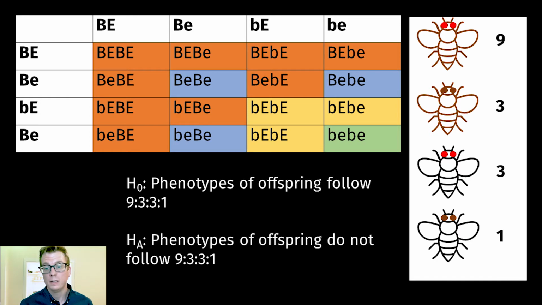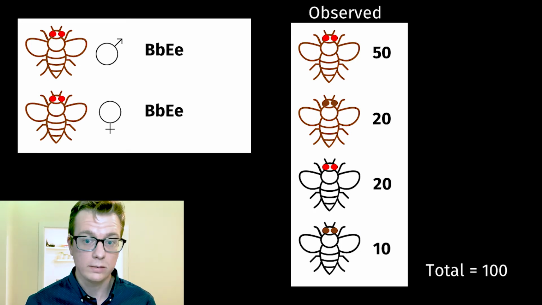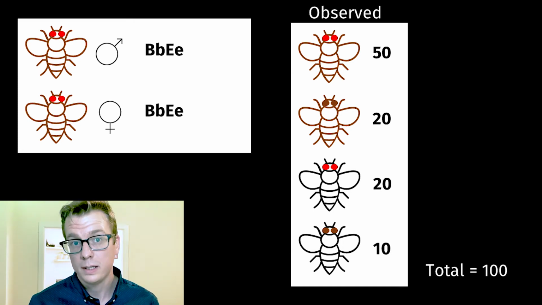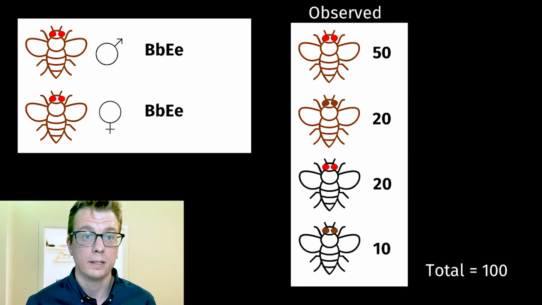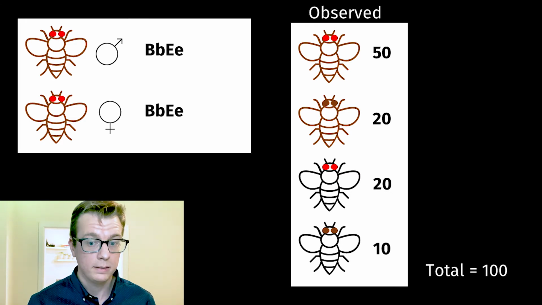However, we now know that sometimes certain alleles are associated with each other, or in other words, are not independent. We can test to see if alleles are linked using the chi-square goodness of fit test. In this example, we take flies that are heterozygous for both the B and E genes. We then perform 100 dihybrid crosses and get the following offspring phenotypes: 50 brown-red, 20 brown-brown, 20 black-red, and 10 black-brown, for a total of 100 individuals.